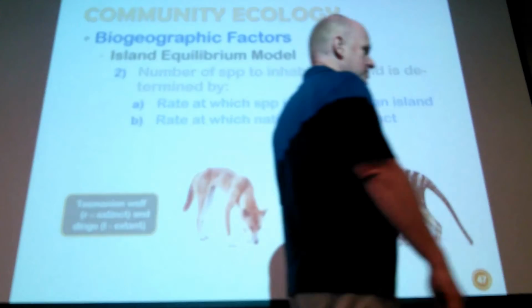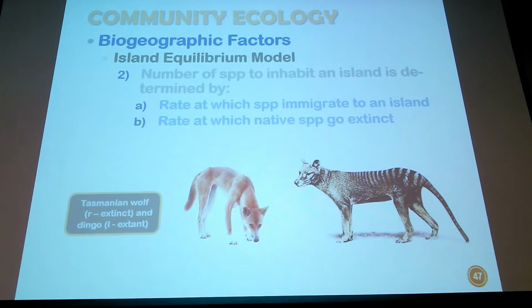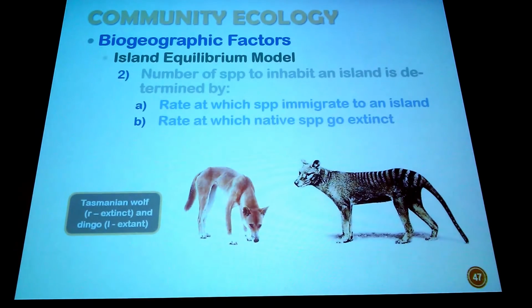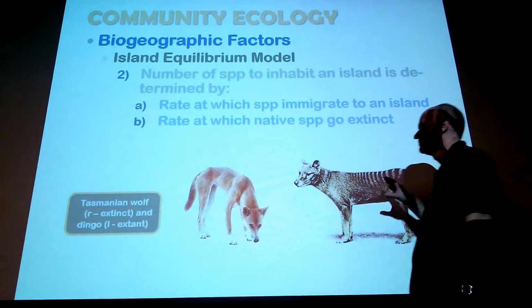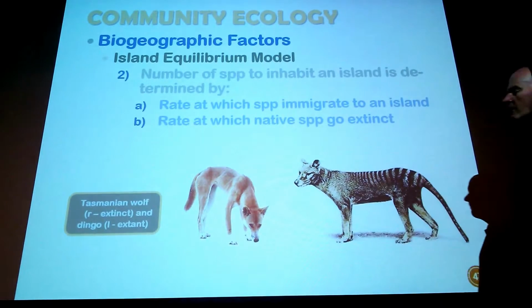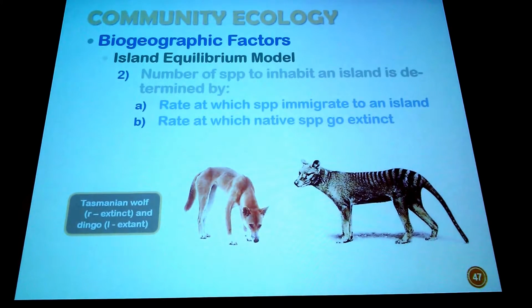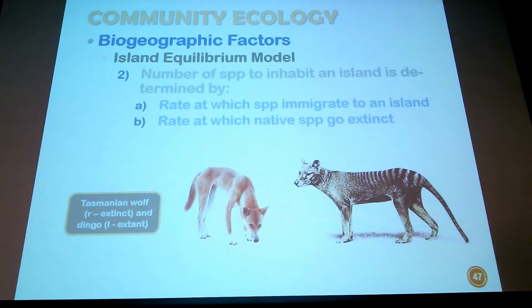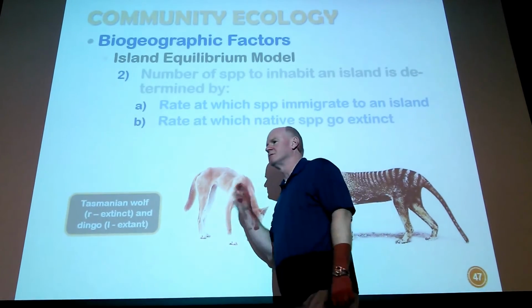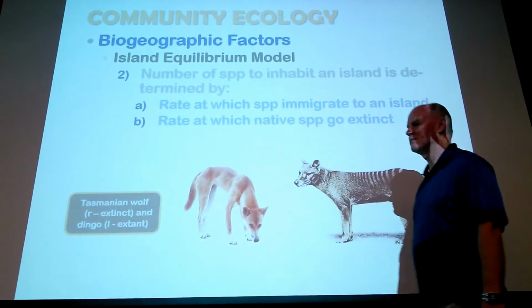Rate at which native species go extinct. So you get a species like the dingo immigrating to Australia. And then you've got the Tasmanian wolf, the thylacine, already there. Now, two similar organisms, occupying similar habitats, similar behaviors, hunting similar prey. This is a marsupial, this is a eutherian, okay, placental, a little bit better adapted.